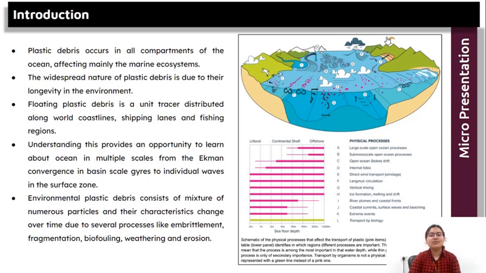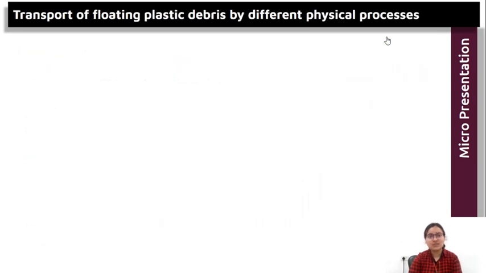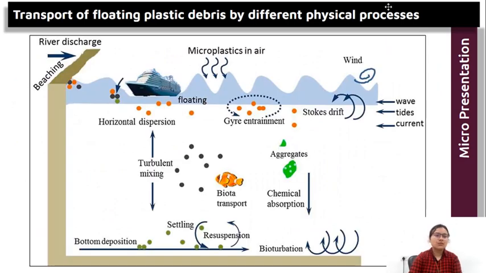So what are the different processes basically driving this plastic transport? From here the rivers come in, with river discharge, and then the winds, waves, tides and currents. Stokes drift also forms, accumulating and transporting the plastic debris here and there. So we are now going to discuss these processes one by one.